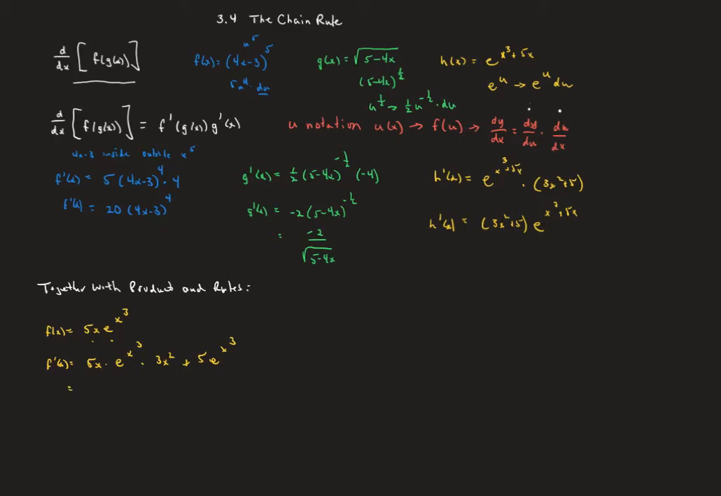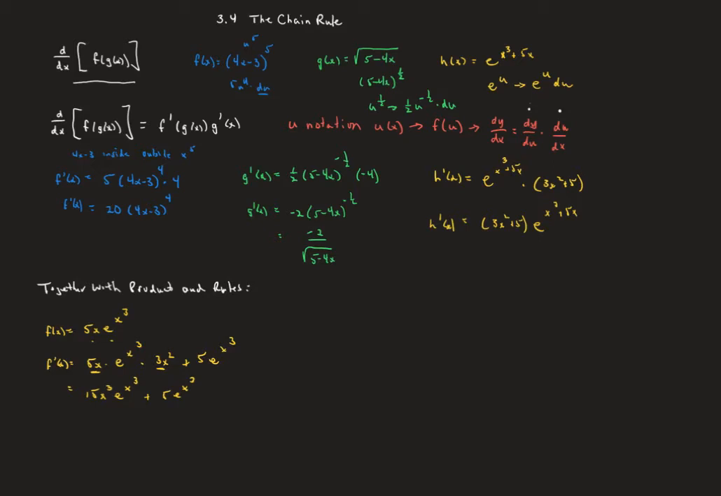So not really a whole lot we can do. We can bring this 3x squared in front to multiply that 5x and call that 15x to the third e to the x cubed plus 5e to the x cubed. Whew, this is serious stuff. Okay, let's try another one.